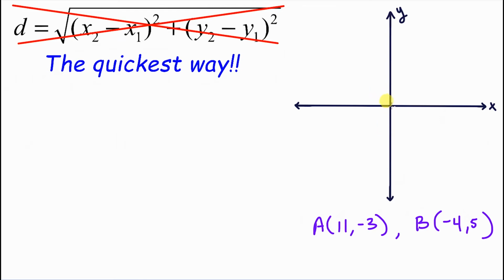At least the first point, A, is 11 in the X and down 3 in the Y, so I know it's in the 4th quadrant. And B is -4 in the X, +5 in the Y. It's in the 2nd quadrant. Am I exactly in the right spot? No. Does it really matter? I'm going to show you that it doesn't.